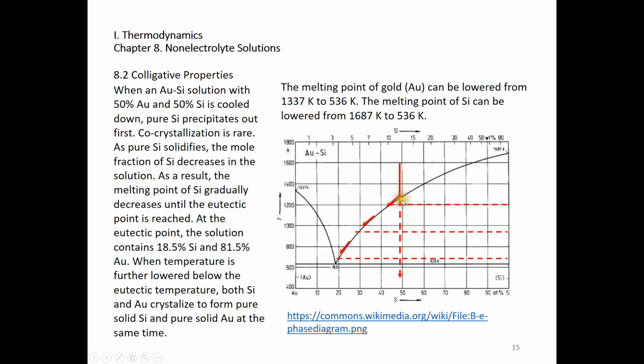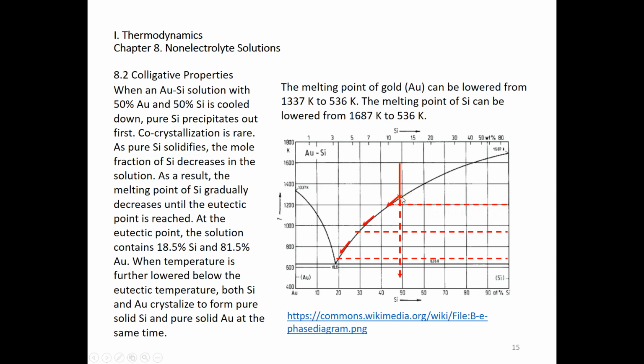When you hit this temperature, a little below 1300, let's say this is roughly 1260, what will happen? What happens is we're hitting the melting point of silicon at this point. So silicon, pure silicon, starts to precipitate out of the solution. So you get 100% silicon.